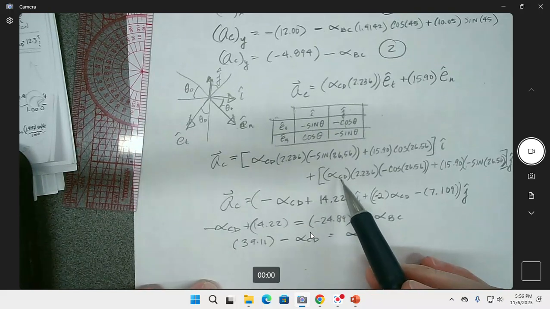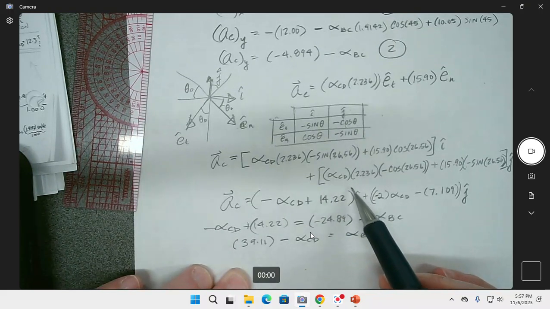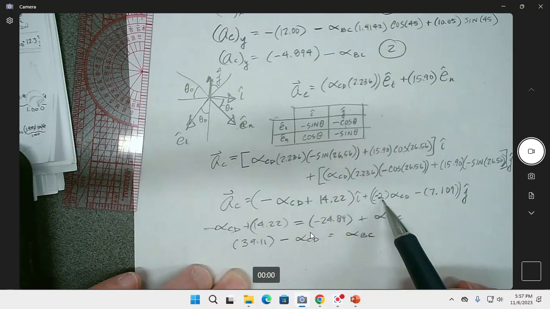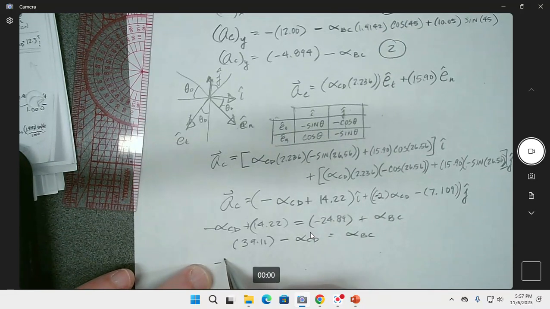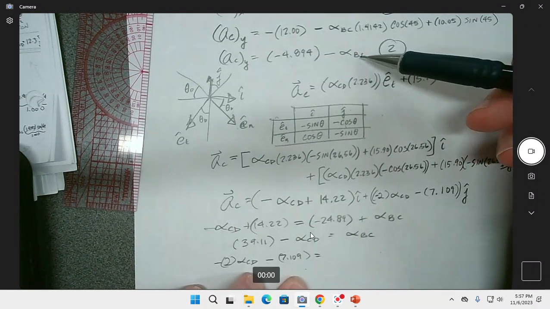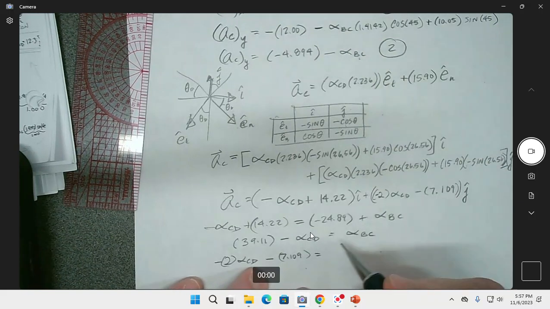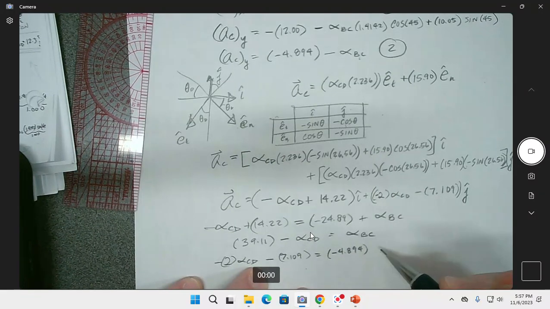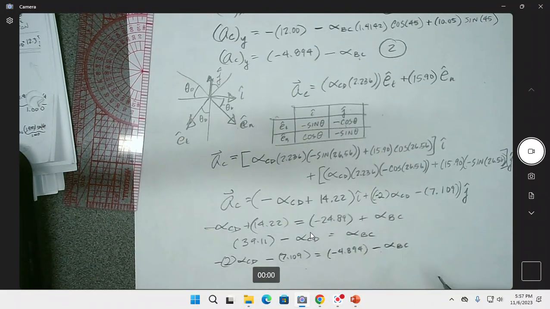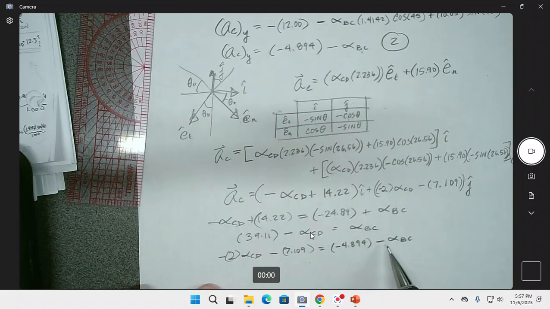All right, then do the same thing for over here. I'm going to go negative 2 times alpha CD minus 7.109. It's going to be equal to this equation up here, negative 4.894 minus alpha BC. So I will go ahead and just put this alpha BC from up here into here.